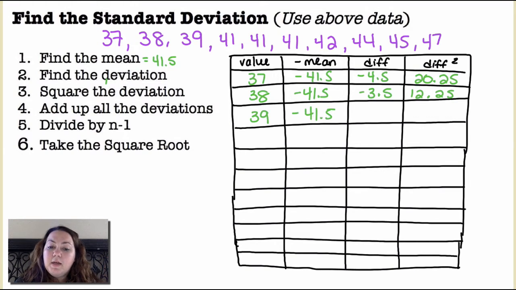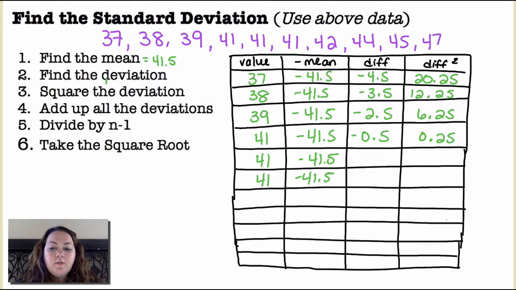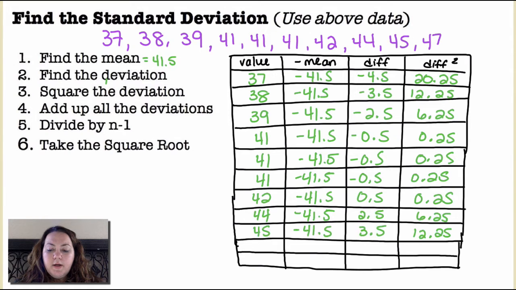39 minus the mean gives me a difference. Square that difference. Move to the next one. Subtract the mean from each value, get the difference, square the difference. I'm going to keep doing this until I have all my numbers. My last one was 47. I subtracted the mean, and that gave me a difference of 5.5. I squared that, and that gave me a squared difference of 30.25.